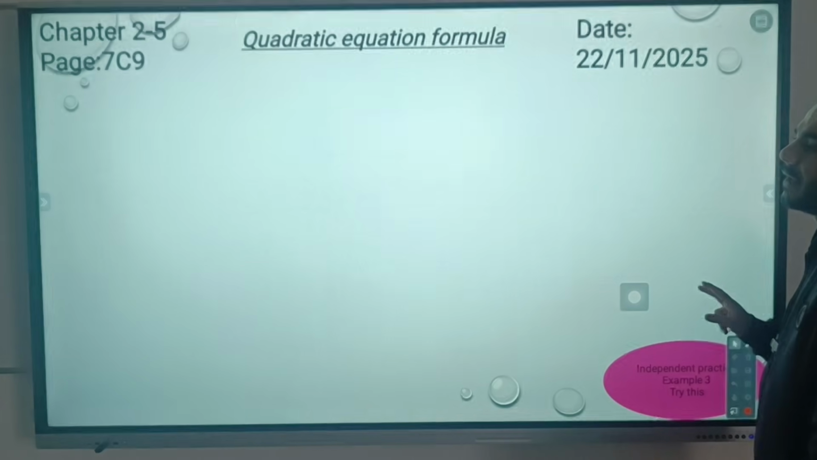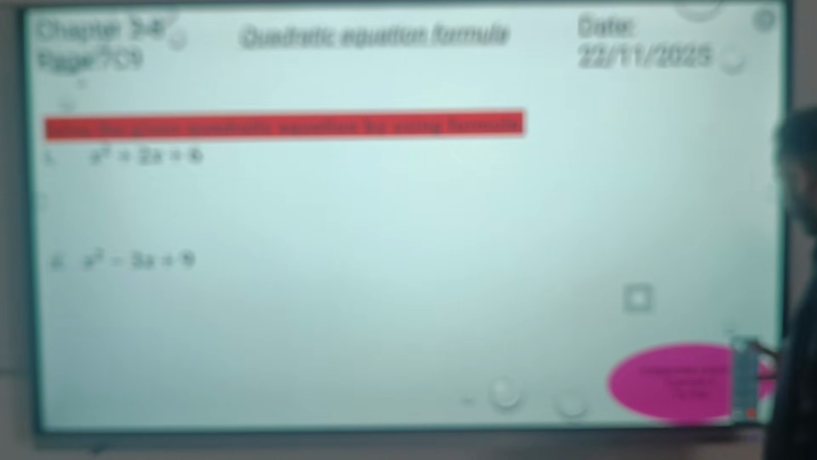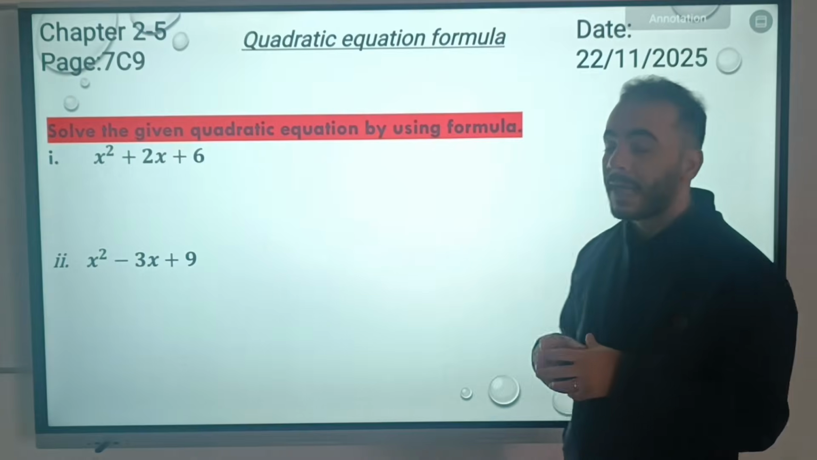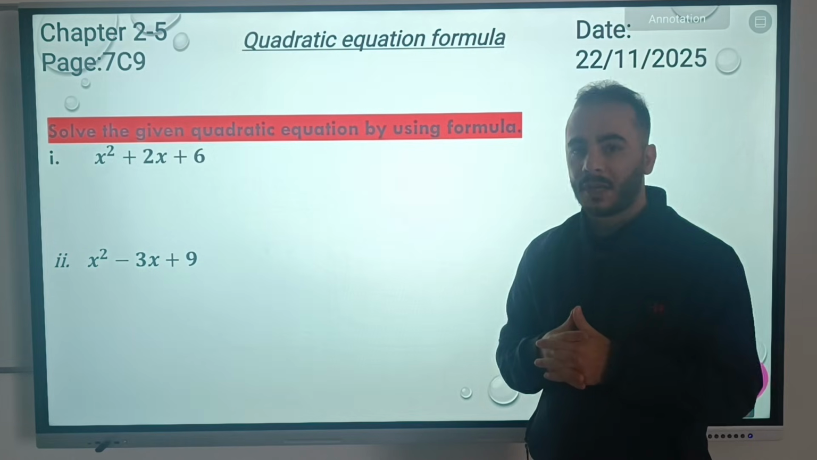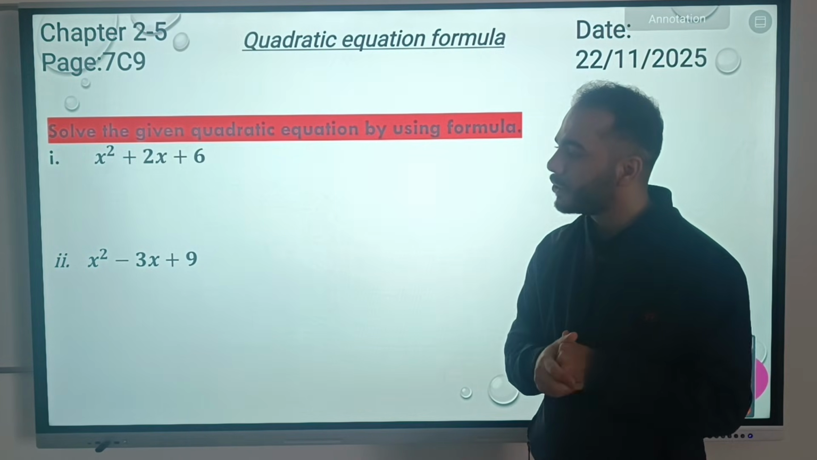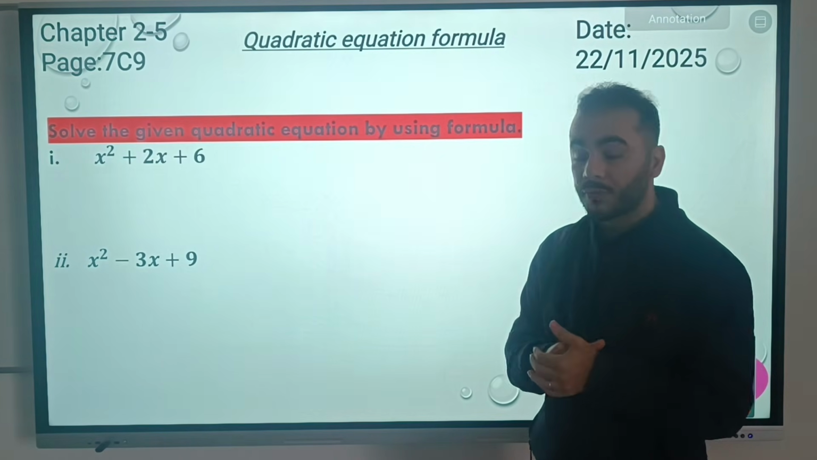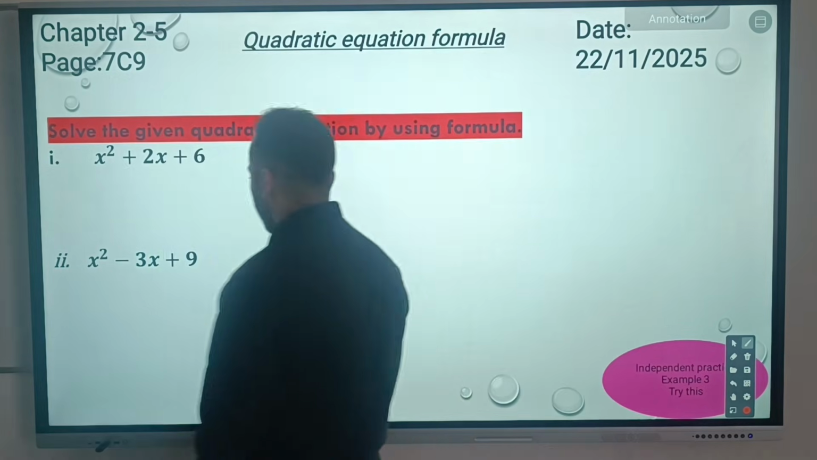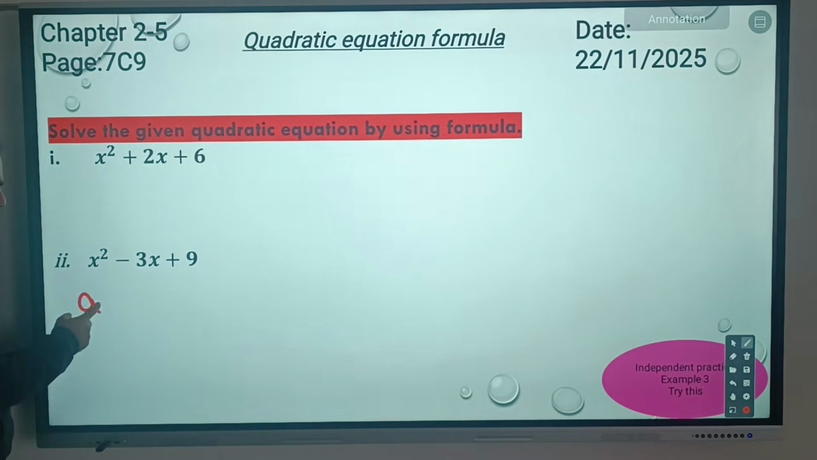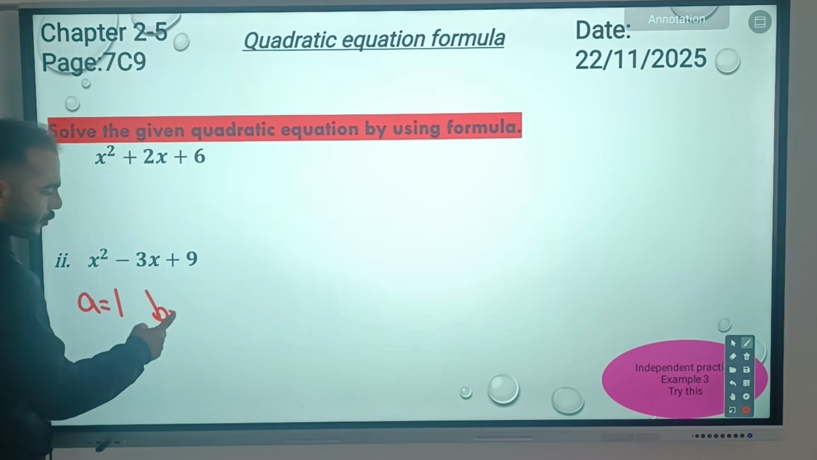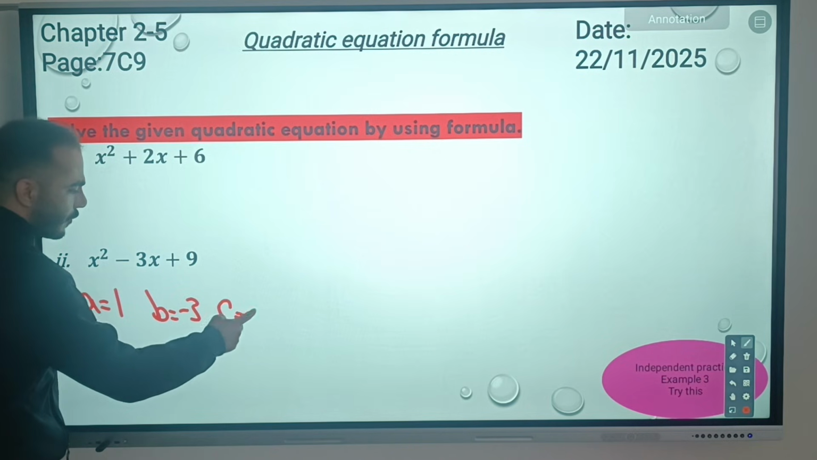How about the next slide? Okay, I prepared 2 questions here, and again, both of them have the same story. So I'm going to go with the second one, and the first one is yours again. So the second one is again a equals 1, b equals negative 3, c equals 9.